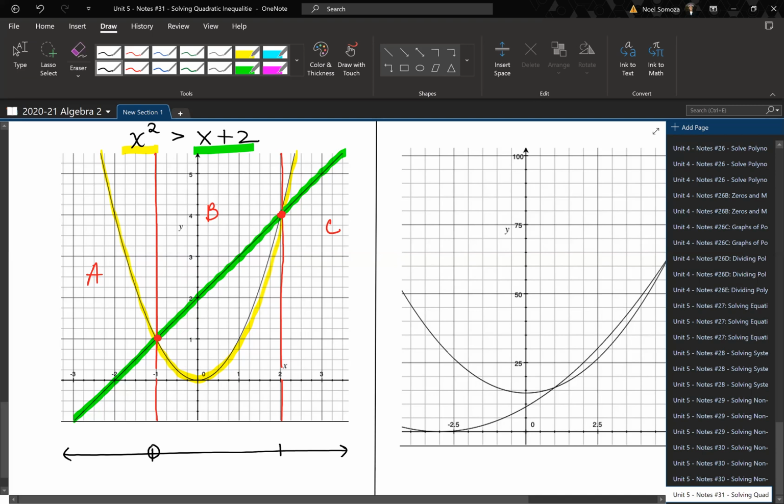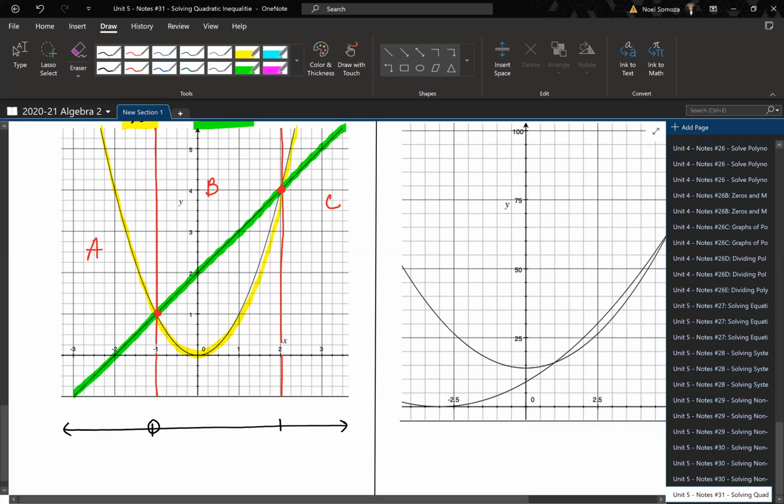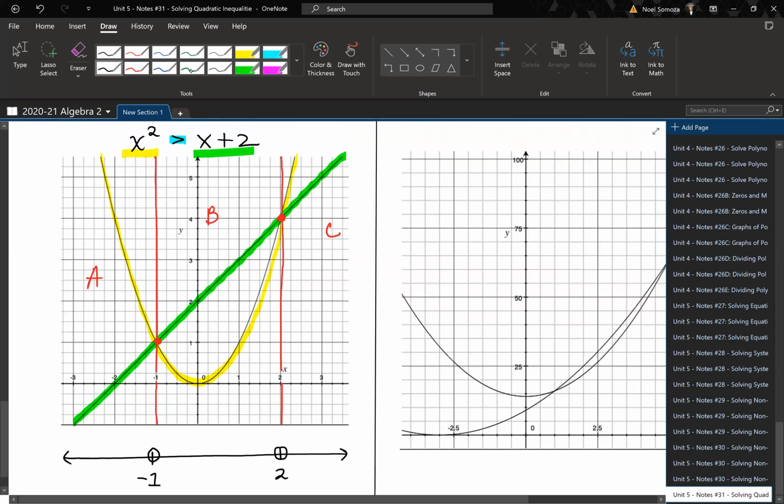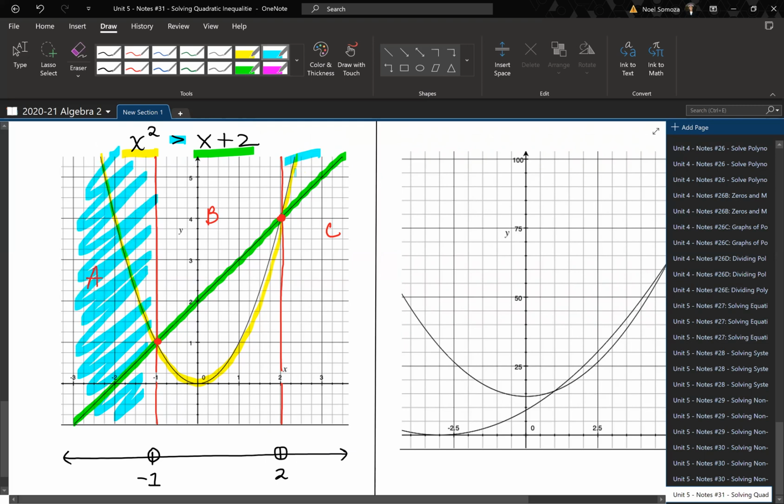So since it's open circle, once again, because of the inequality, it's open circle at -1, and then open circle at 2. And we said, hey, that the parabola is greater than the line in these two sections, right? Section A and section C.